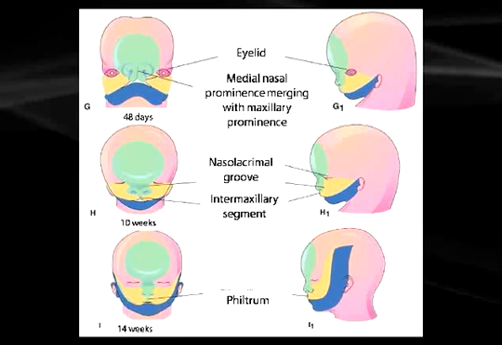A little bit further along, you can start to see how the lateral and medial components of the nasal prominence are going to fuse together. So the 2 medials will fuse, and the medial component will come and fuse also with the maxillary prominence.